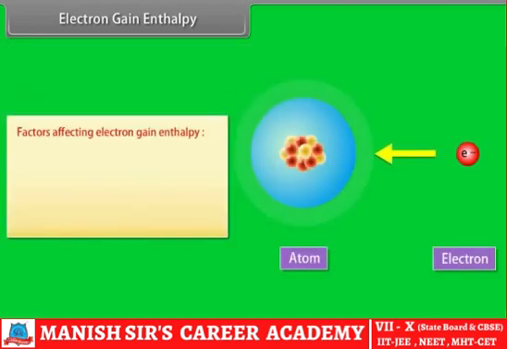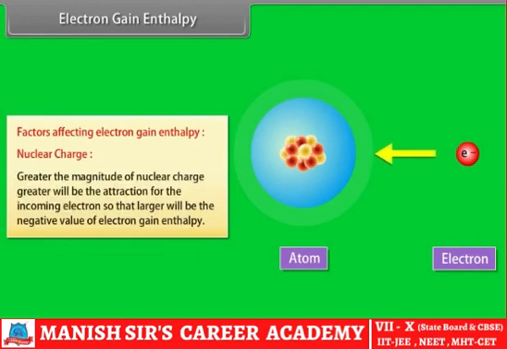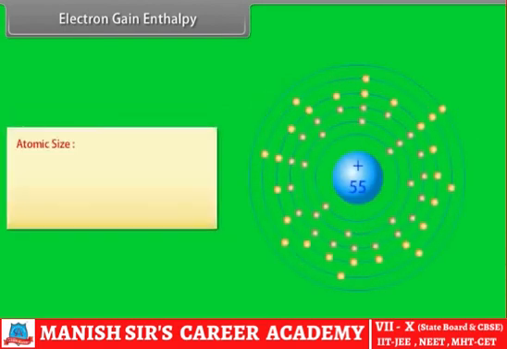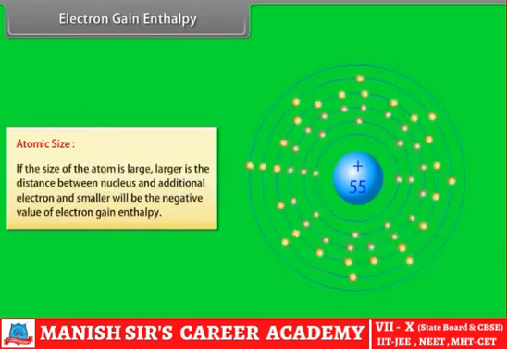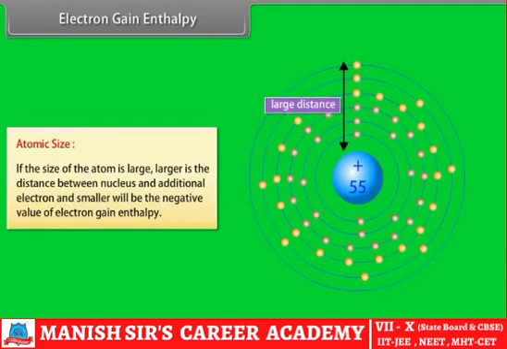Factors affecting electron gain enthalpy. Nuclear charge. Greater the magnitude of nuclear charge, greater will be the attraction for the incoming electron, so that larger will be the negative value of electron gain enthalpy. Atomic size. If the size of the atom is large, the distance between the nucleus and the additional electron is larger, and smaller will be the negative value of electron gain enthalpy.